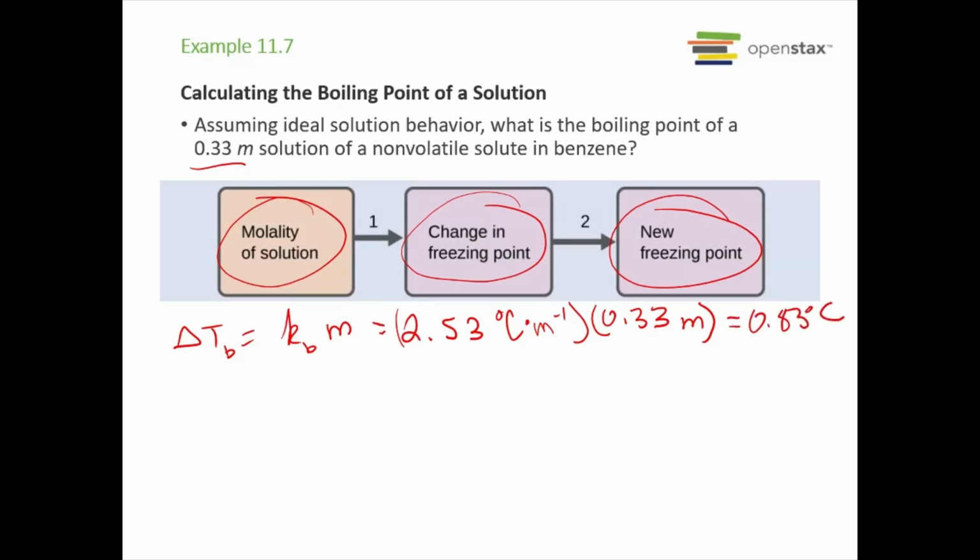This is not the final boiling point. This is the change, the delta T. So now our temperature is equal to the pure solvent's boiling point, which we can look up, and we find that it's 80.1 degrees Celsius. That's in that table also. And we're going to add 0.83 degrees Celsius. That's how much we've raised the boiling point. And we get 80.9 degrees. So we've raised it a little bit, 80.9 degrees Celsius.